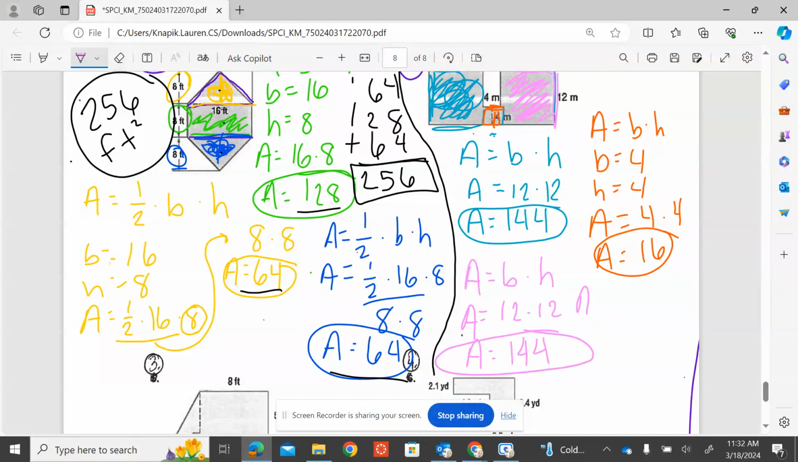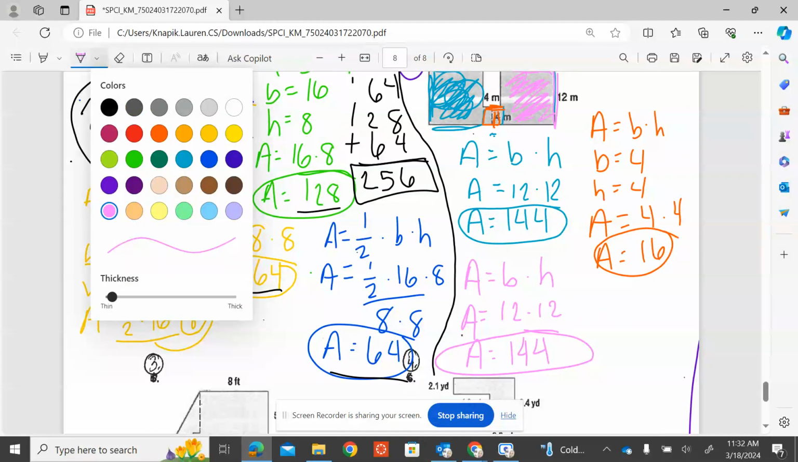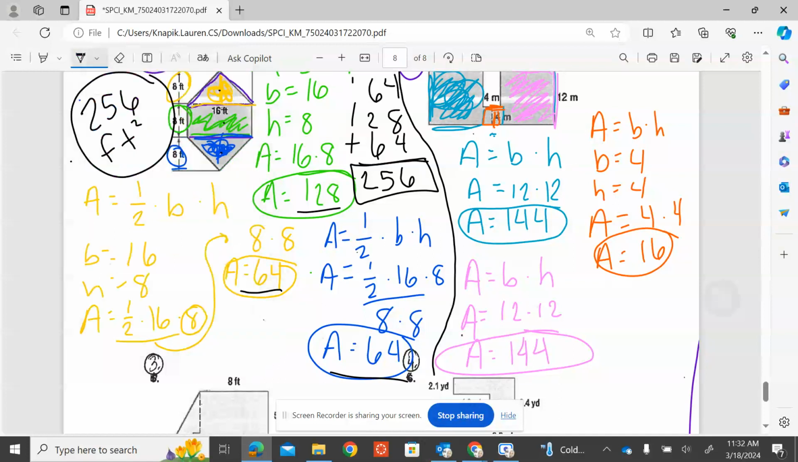All right, last step is to go ahead and add these all together. Pause if you need to, or if I'm going too fast, feel free to rewatch. We're going to go ahead and add up area of our blue square, 144. Area of our teeny weeny little square, 16. Area of our pink square, 144.